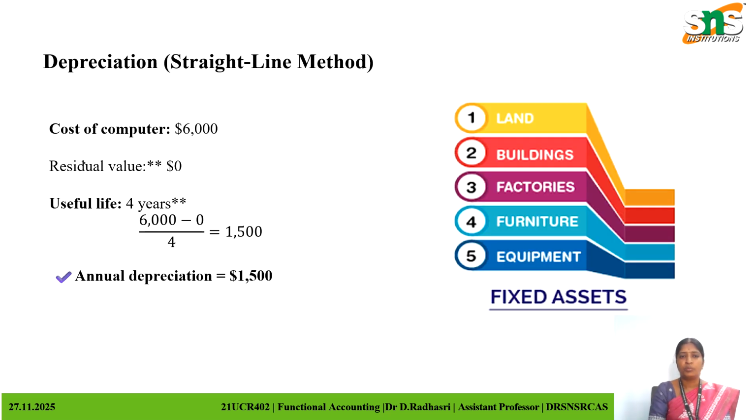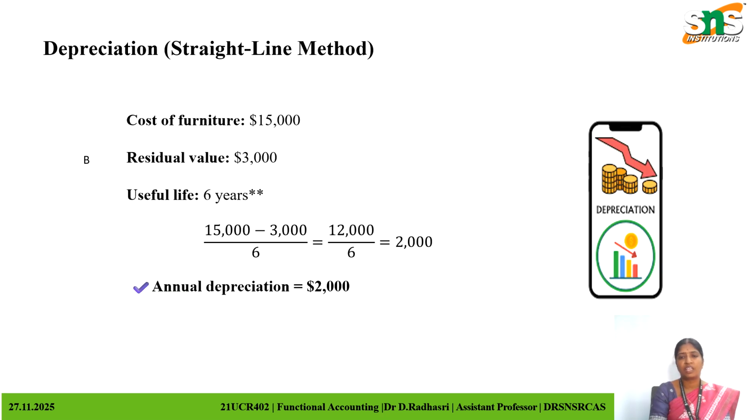In the straight line method, we apply depreciation to fixed assets. What are fixed assets? Land, buildings, factories, furniture and equipment. When we use the products, their value decreases over the useful life of time. For example, the depreciable amount is the total cost of the product minus the resale value, divided by the useful life. That is how the straight line method works.